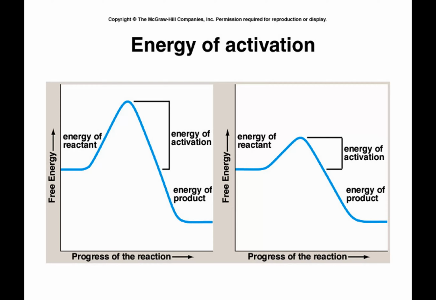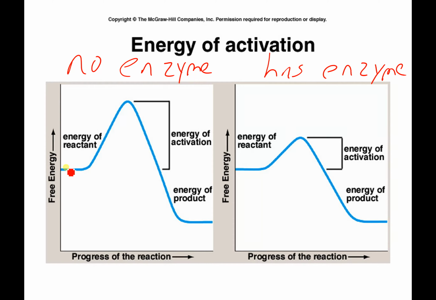This graph shows you two different pictures for the same reaction. The one on the left has no enzyme present. The one on the right has enzyme. So notice the amount of energy present in the reactants starts out at the same place for both reactions. The amount of energy in the products ends up at the same place.